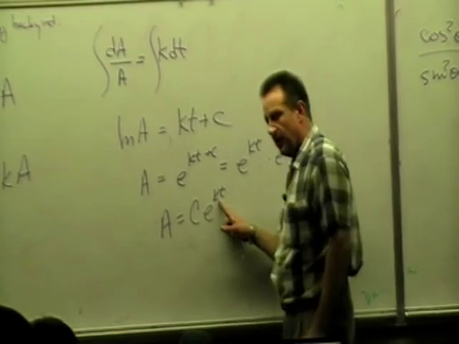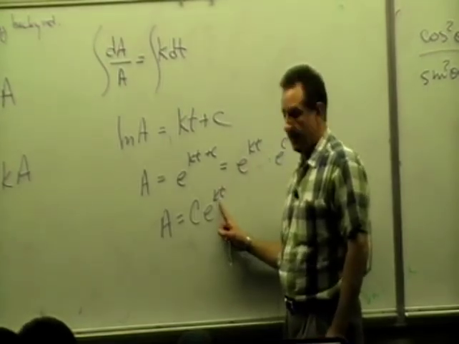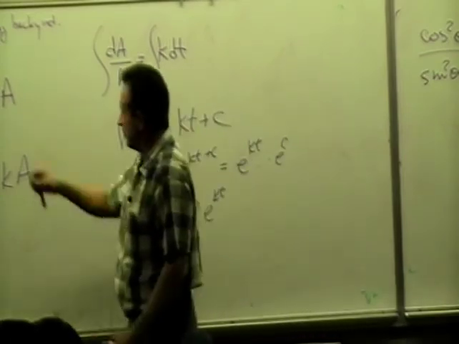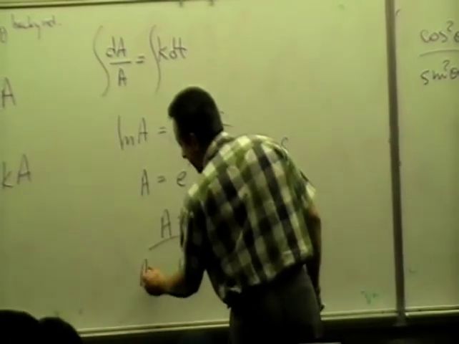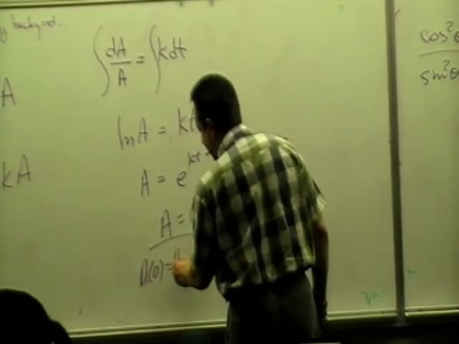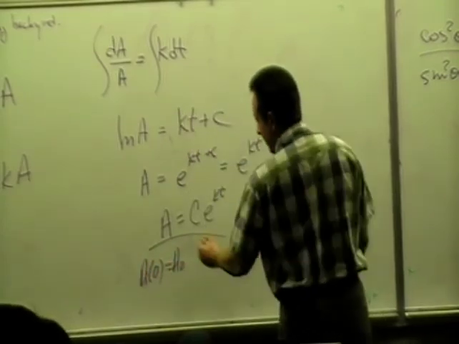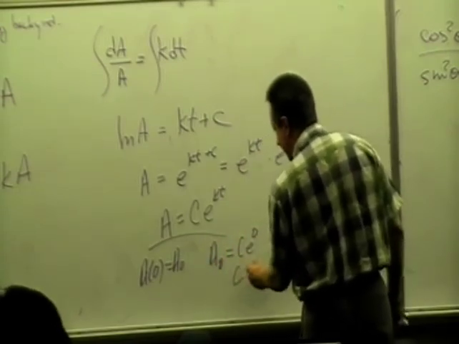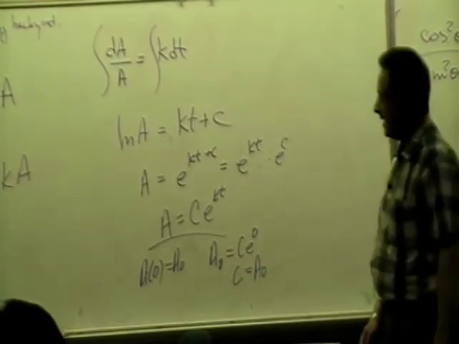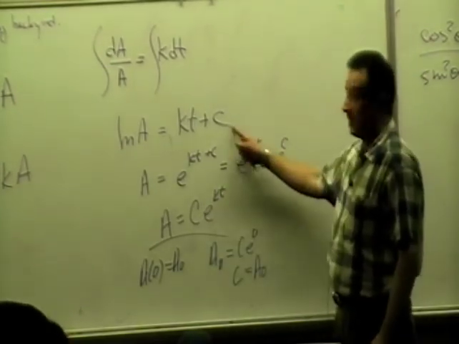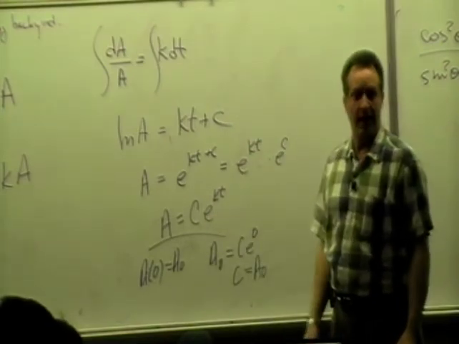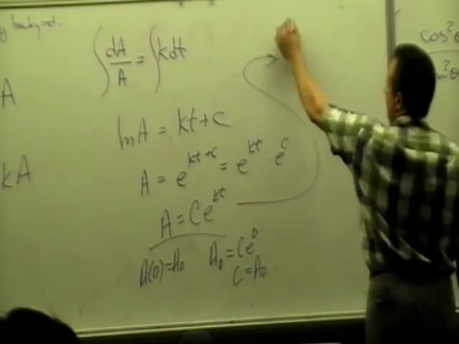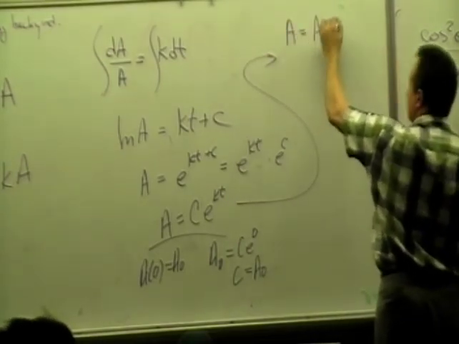We have a constant here, which is a constant of proportionality, and we have a constant here we have to find. Well, I can find c by using my initial condition. I know that at time equaling 0, A is equal to A sub naught. So if I plug time equaling 0 into here, I get A sub naught equaling c e to the 0, or c equaling A sub naught. So this constant of integration turns out just to be my initial amount. Does everybody understand? So this now becomes A equaling A sub naught e to the kt.